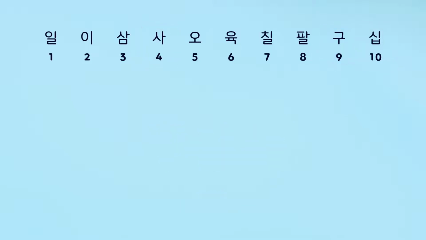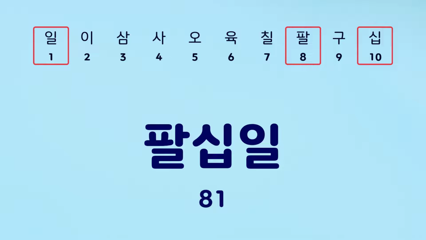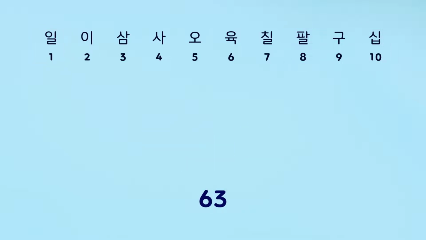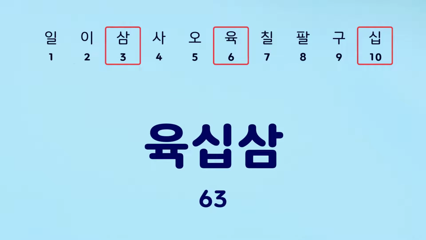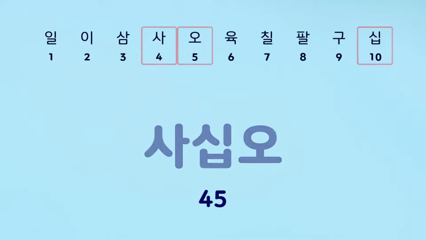Okay, so same as before, let's do a little test. Try to say the following numbers by yourself and then listen to check whether you said it correctly. How do you say 81? Yes, it's 81. What about 63? That's right, it's 63. Lastly, 45. Yes, it's 45. And that's all there is to it from numbers 1 to 99. Let's now take a look at the next 3 big number words.